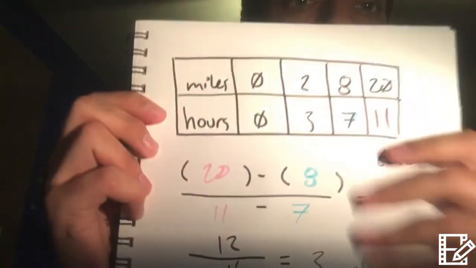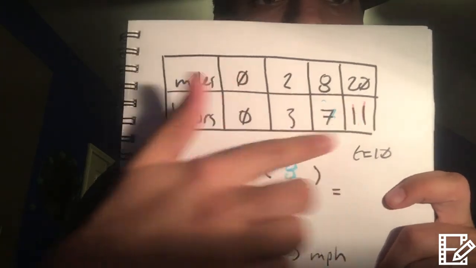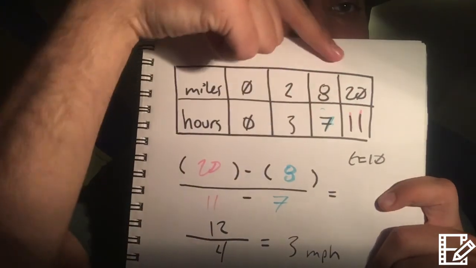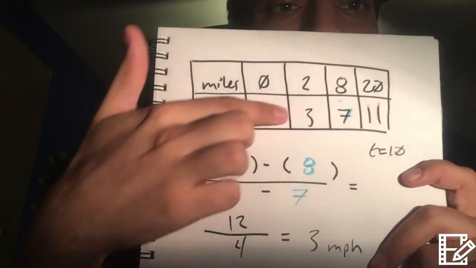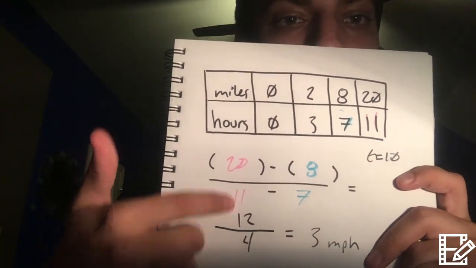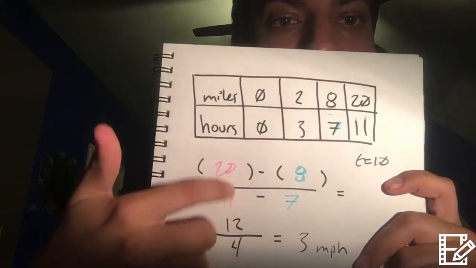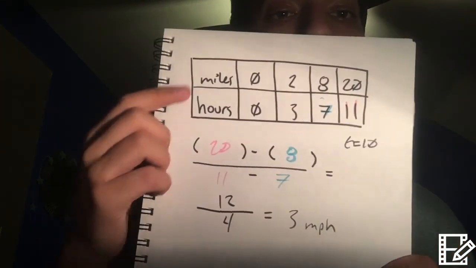So when you want to look at time 10, you find where 10 would be in between 7 and 11. The function of 11 is 20, 20 minus the function of 7, which is 8. 20 minus 8 is going to be 12. And then 11 minus 7 is going to be 4, so 12 over 4 is 3. And then you have your units.